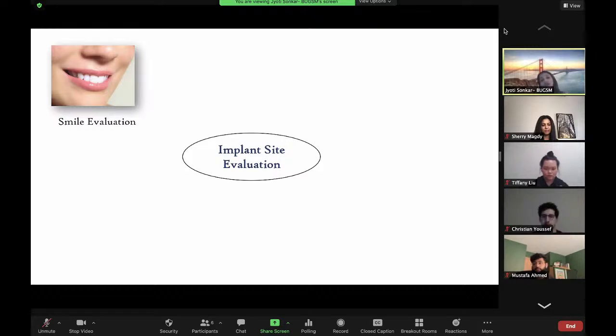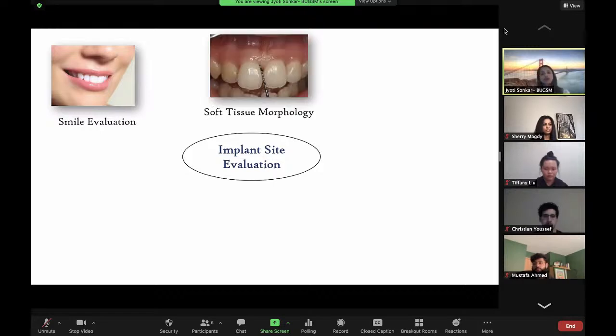You wanna make sure that the implant that you plan is actually in harmony and is enhancing the patient's existing smile. At the same time, you wanna keep into account that when you're adding the implant, it doesn't make any changes to the patient's existing soft tissue. By soft tissue, I mean gums and basically all the structures that are supporting the tooth.